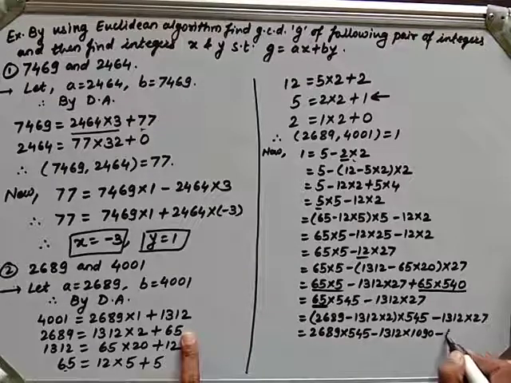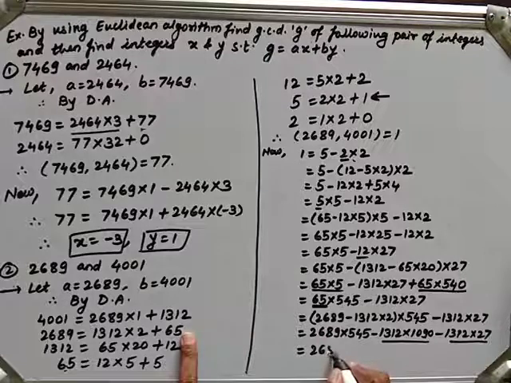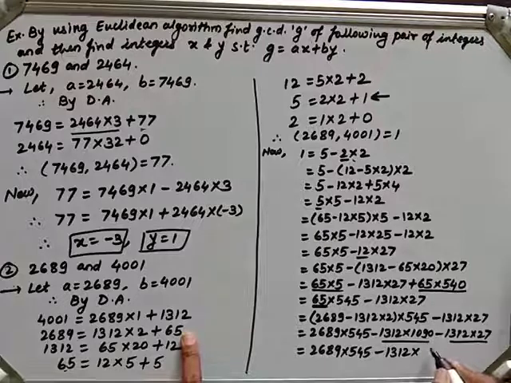1090 minus 1312 multiplied by 27. Now add them and they get, that has a negative sign. So 2689 multiplied by 545 minus 1312 multiplied by, these get added, so it will be 1117.